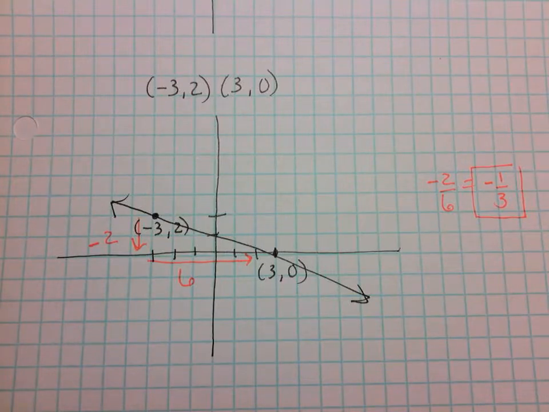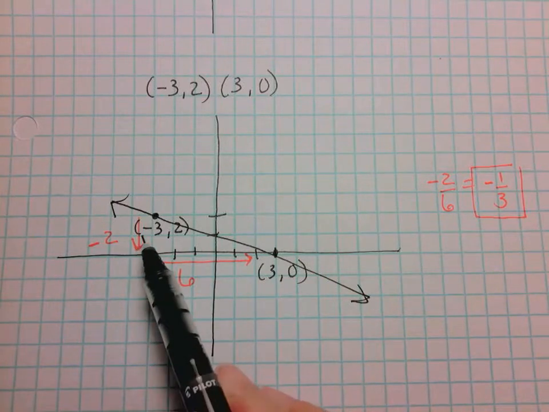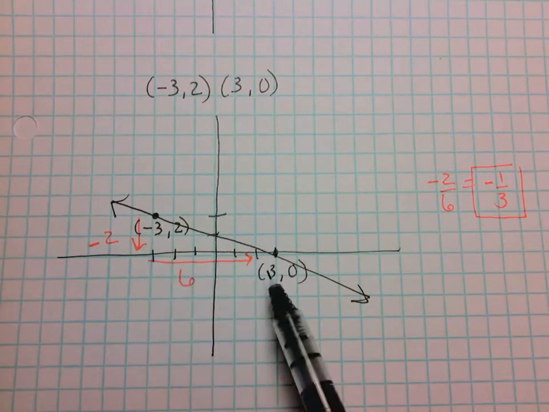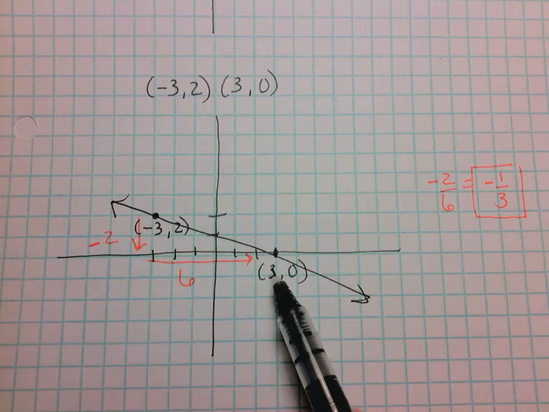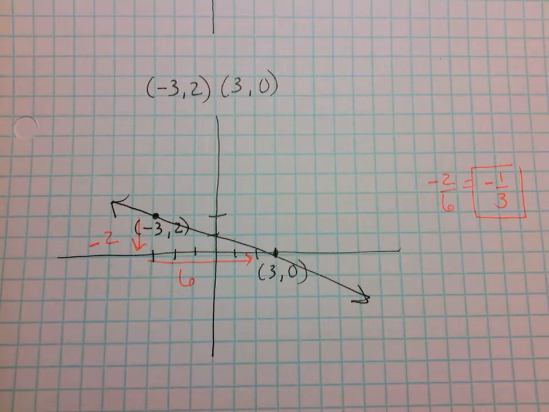And so remember, slope works for any 2 points on that line. In order to go from this left point to this right point, I have to go down 2 over 6. But I could also get to another point on that line by going down 1 over 3. And so when you're communicating slope, you always want to reduce. So you would say the slope is -1 over 3.